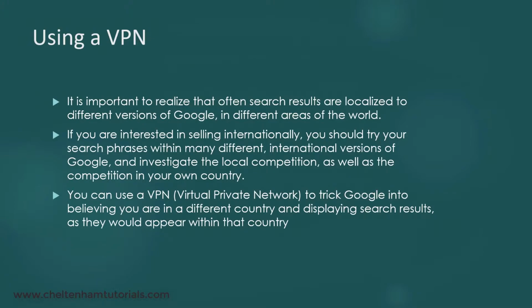So one solution is to use a VPN, a virtual private network. And this is just a piece of software that says to Google, hey, I'm in Australia, or I'm in the UK, or I'm in Ireland, or wherever you want to be. And it's a way of fooling programs like Google into thinking, as I say, you're in a different country than you actually are.